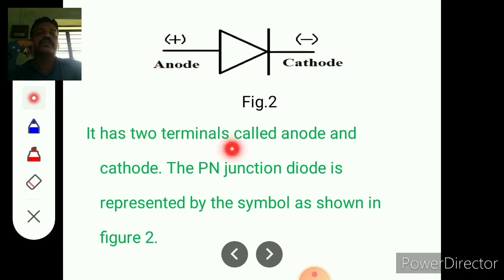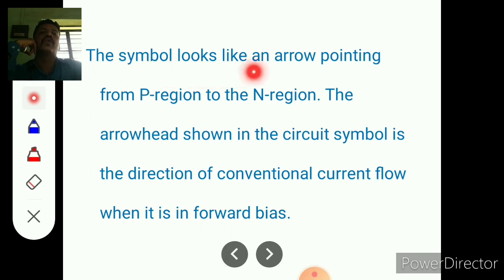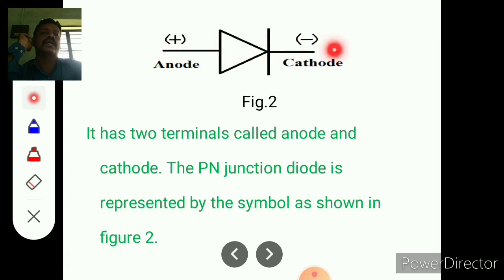It has two terminals called anode and cathode. The PN junction diode is represented by the symbol as shown in figure. The symbol looks like an arrow pointing from P region to N region. The arrowhead shown in the circuit symbol is the direction of conventional current flow when it is in forward bias. So this is the direction of conventional current flow.